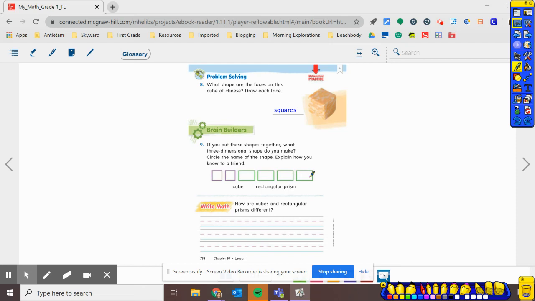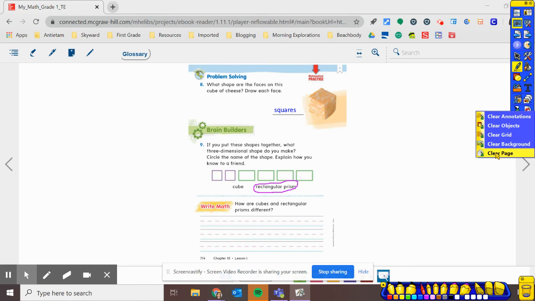So let me think. Which one is it? Is it a cube or a rectangular prism if I put all of these shapes together? Well, here's your hint. I see a rectangle here. So that can only mean that this is going to be a rectangular prism. So go ahead and circle that. In order for this to be a cube, all 6 shapes would have had to have been squares, just like this one up here.